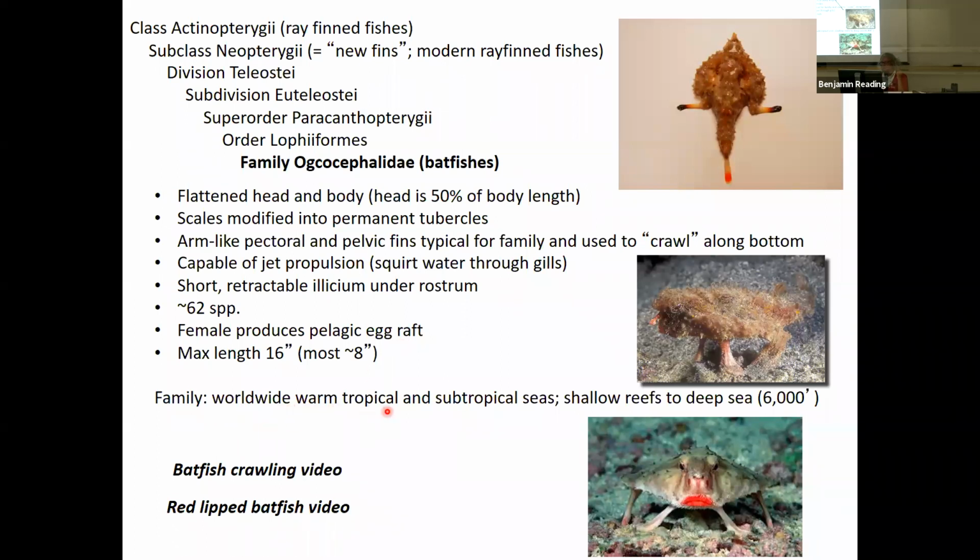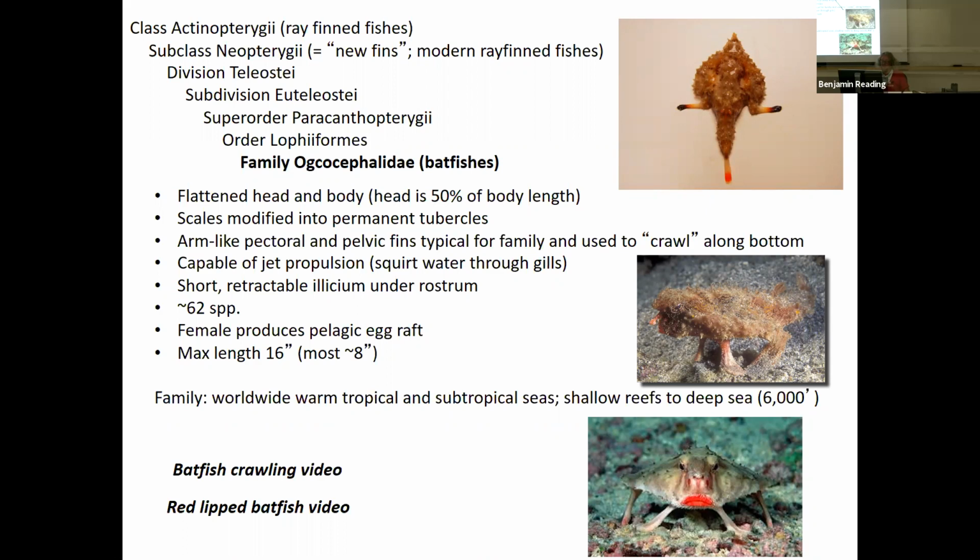A family worldwide in warm, tropical, subtropical areas, oftentimes in shallow reefs, but they could be deep, up to 6,000 feet deep, which is no joke. That's pretty deep. And so, again, this is another odd group of fishes here. And I would say that these ones using the water jets is a key feature there. So here's a video of a batfish crawling, and then I'm going to show a short video clip of the red-lipped batfish. But again, very odd.